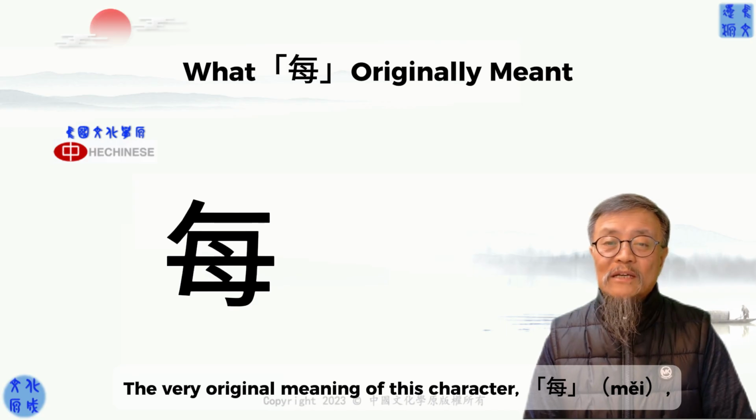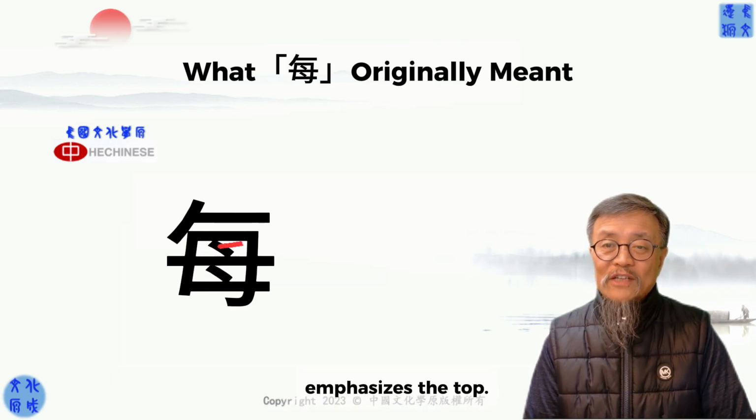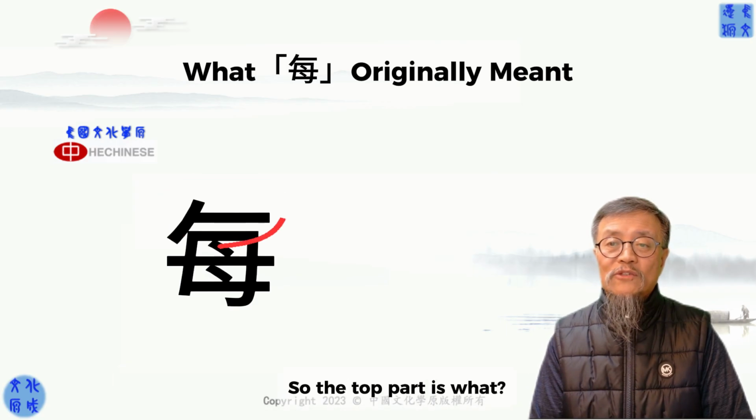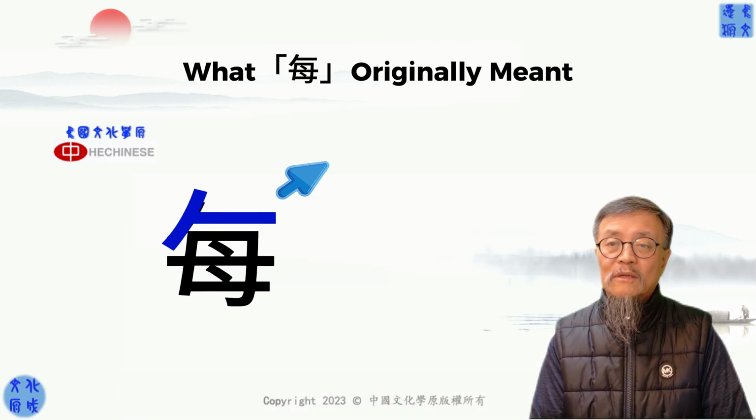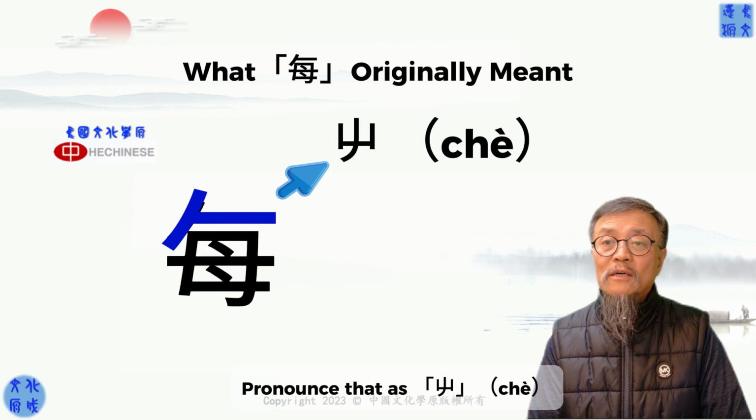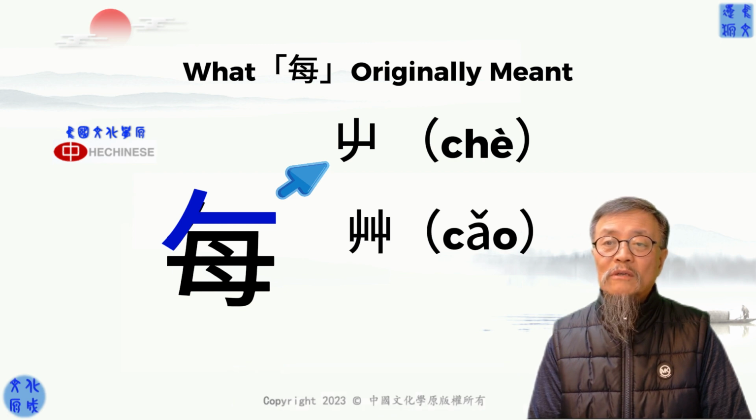The very original meaning of this character may emphasize the top. So what is the top part? If you remember, go back to oracle or bronze. It is pronounced as 彻. If it is two, it's doubled. It's pronounced as 草.